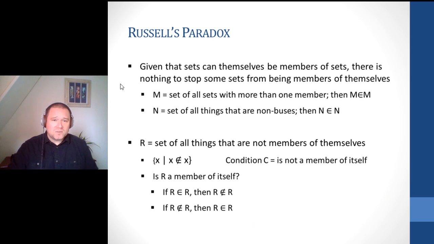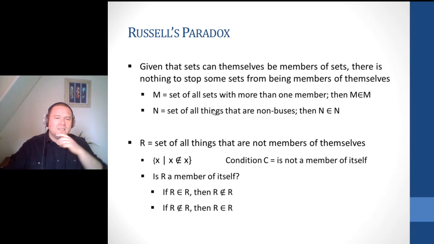So we can think about it this way. Given that sets can themselves be members of sets, there's nothing to stop some sets from being members of themselves. So let M be the set of all sets with more than one member. Obviously, M is then going to be a member of itself, because there's a whole slew of sets with more than one member, so M must be a self-member. Similarly, let N be the set of all things that aren't buses. Well, sets aren't buses, so N must be a member of itself.